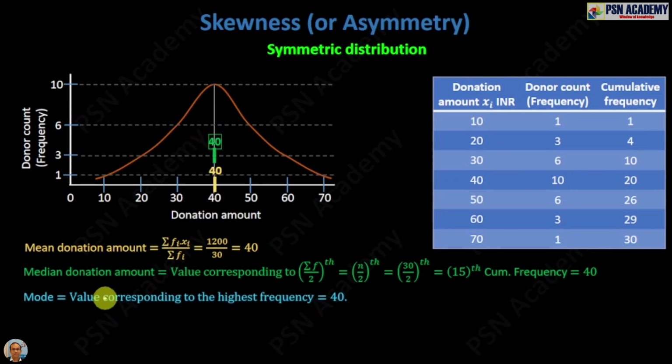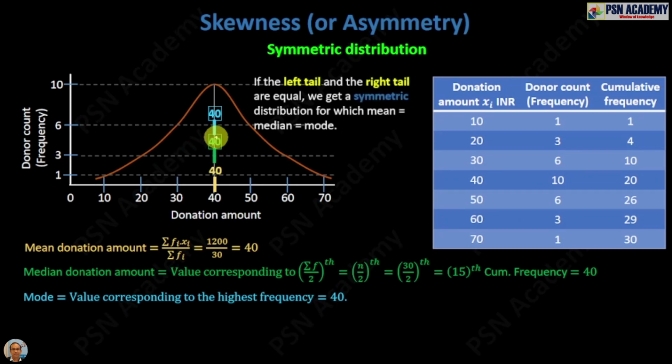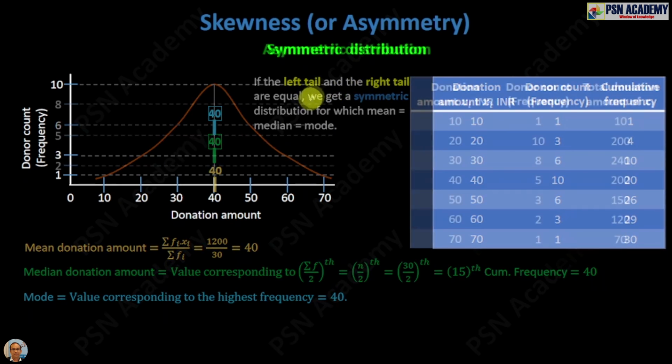Next we go for the mode, and this is the value corresponding to the highest frequency. Now you see this list. The highest frequency is 10. The corresponding value to the 10 is 40 here. So we have the 40 as the mode here. That means you can see in a symmetric distribution, the mean, the median, and the mode all are placed in the same location, right? So mean is equal to median is equal to mode, and the left tail and right tail are also equal. So we get a symmetric distribution.